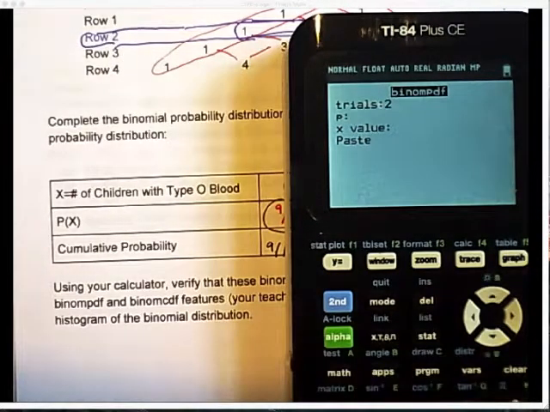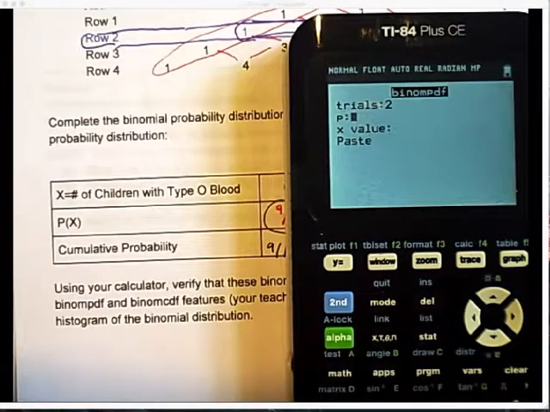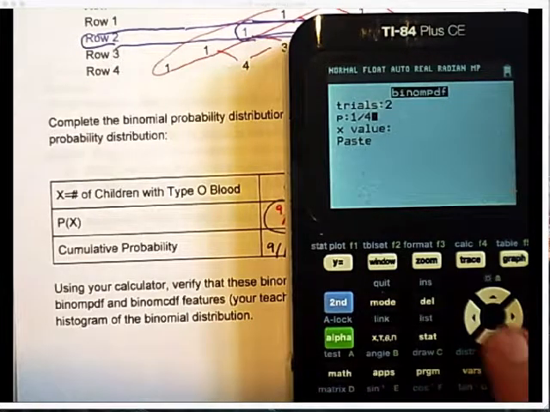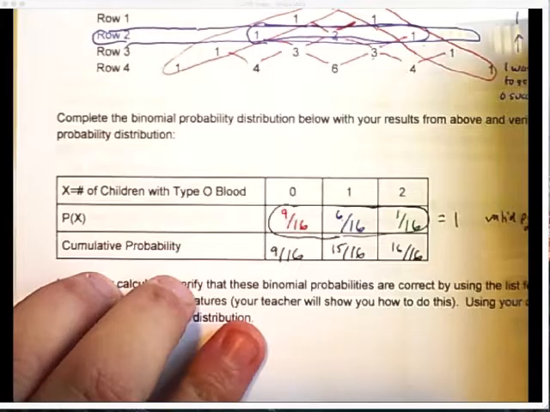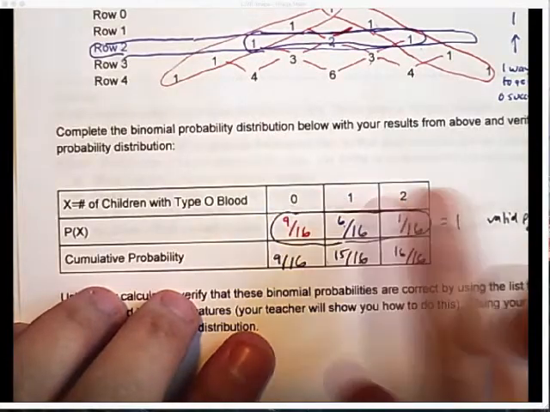What do I put in for P? What's the probability that they have type O blood? That any one of them has type O blood? Well, that's 1/4. I can even put it in like a fraction. Now they're asking me for the X value. This right here are the 3 X values.